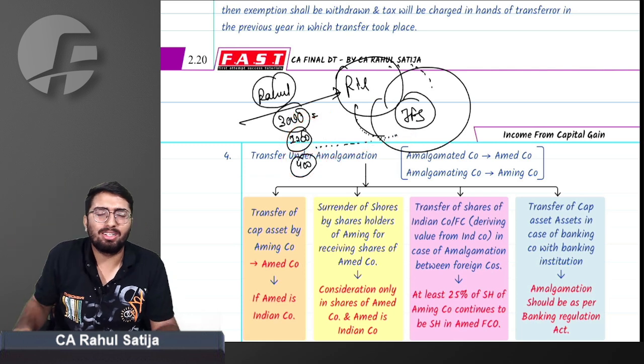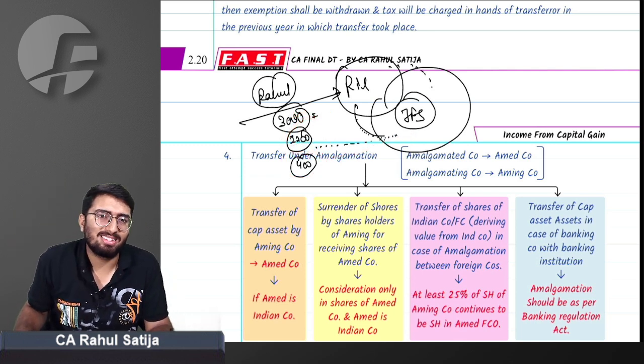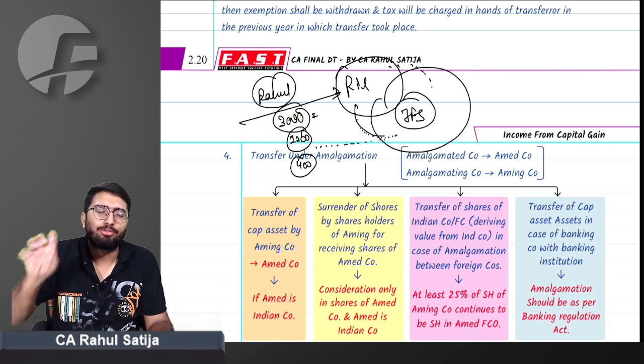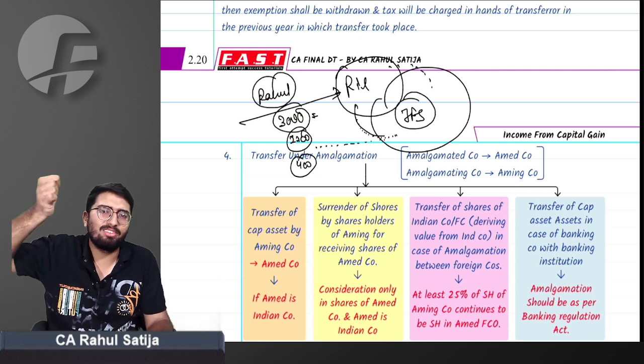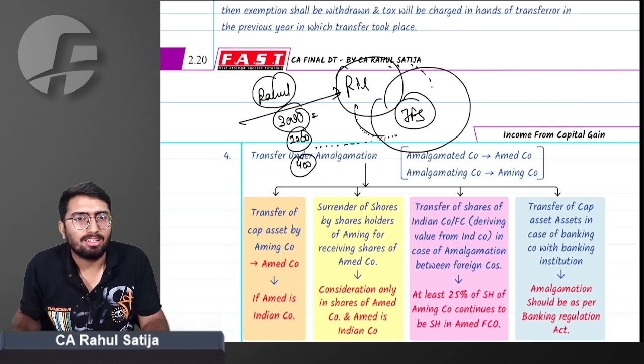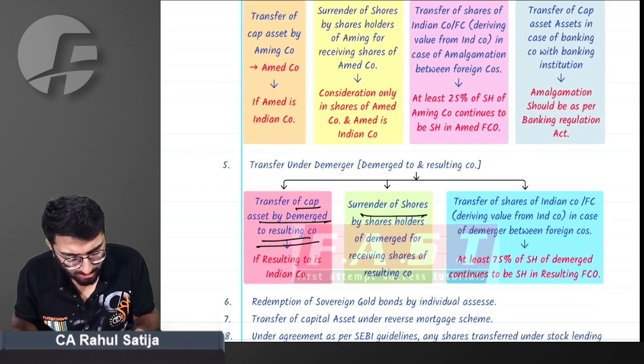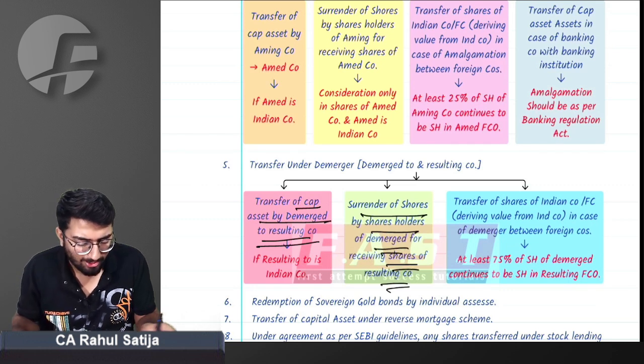Can I say this amounts to a transfer? Right answer is again, this is a type of transfer because a part of your asset has been surrendered, a part of your asset has been extinguished to receive a new asset. It amounts to transfer, but as per this provision, it will be exempt transfer.